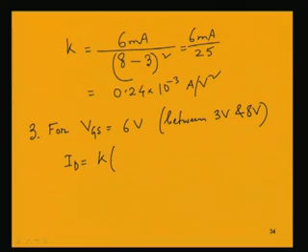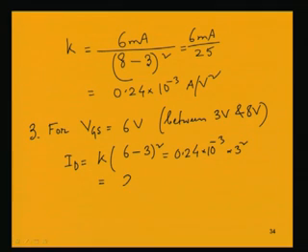K into (6 minus threshold 3) square. So, K is 0.24 into 10 to the power minus 3, times square of 3, that is 9. This value comes to 2.16 milliampere. So, 3 points we have known.